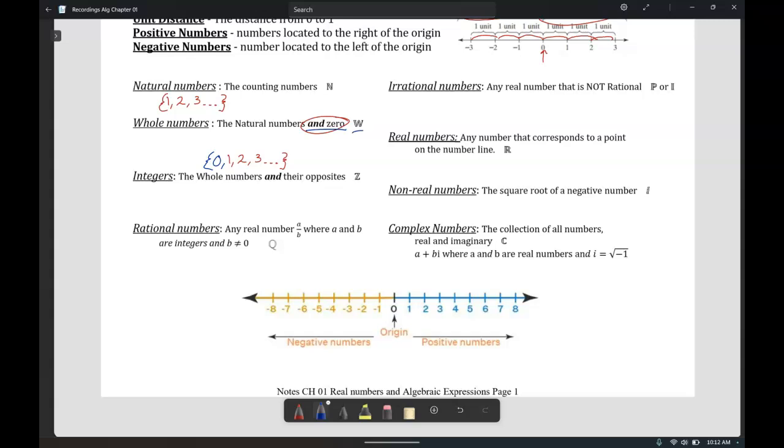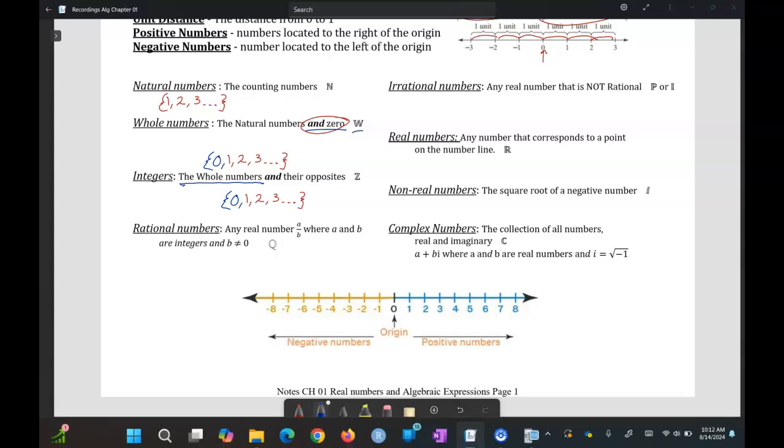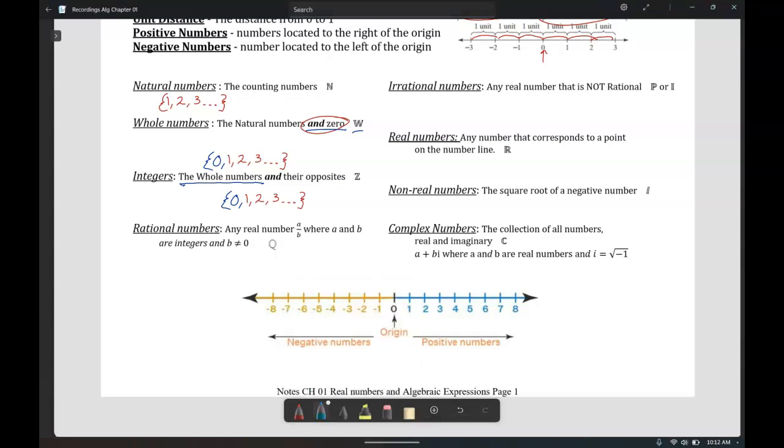Integers are all the whole numbers and their opposites. Again, we're building on the previous set, the whole numbers. So we can go ahead and grab this, and so we've got all of these numbers. But now what we need to do is add in their opposites. So let's change colors here again. We're going to add in the opposites.